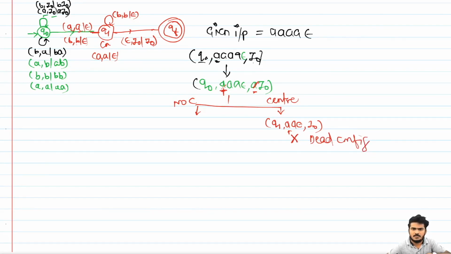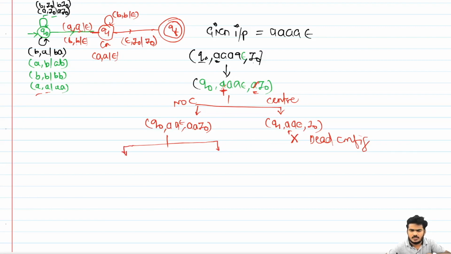Now suppose no center came, so this is Q naught. We stay in Q naught when A is the input and the top of the stack is also A, and we push that A into the stack. So in Q naught the remaining input is AA, and the stack becomes AA Z naught. Here epsilon is there; if I forget to write it, consider that epsilon is there.